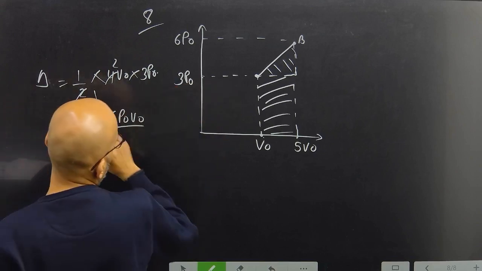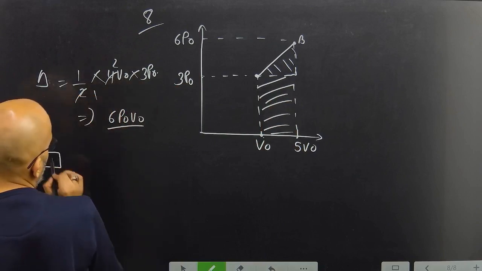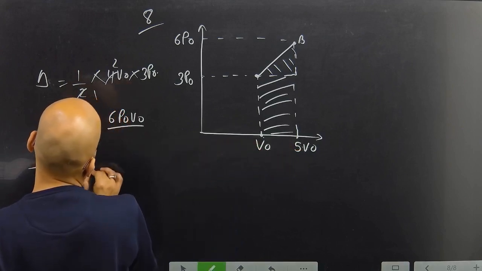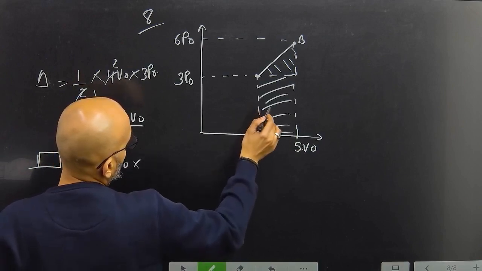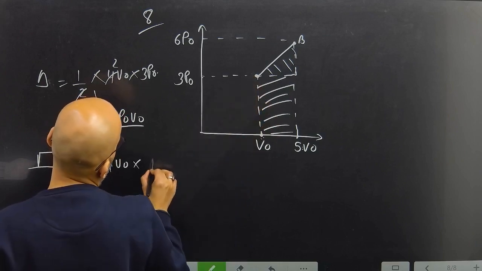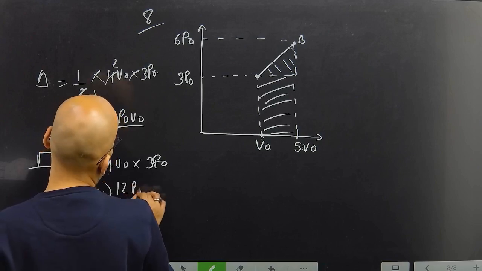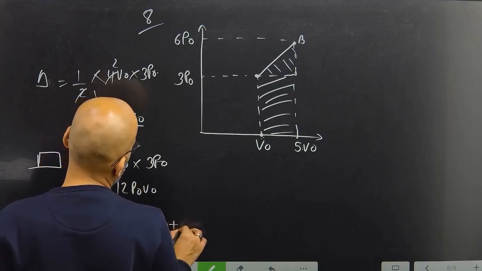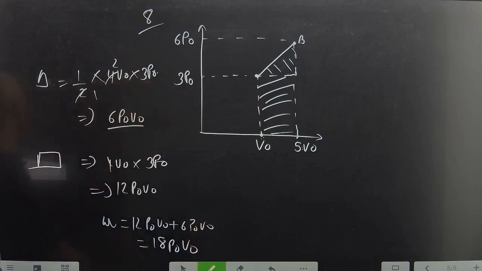That's for the triangle. Now this is the rectangle. Pay attention. For the rectangle, area is length into breadth. So 5 V0 minus V0, you will get 4 V0, into this 0 to 3 P0. So 4 3s are 12 P0 V0. On adding them, total work done will be 12 P0 V0 plus 6 P0 V0, that is 18 P0 V0.